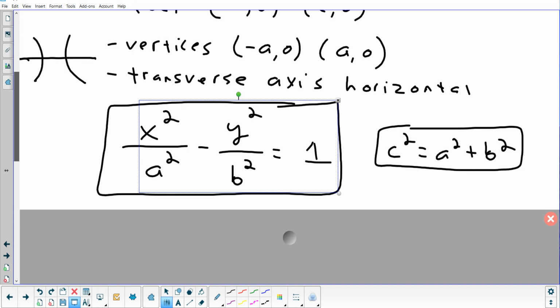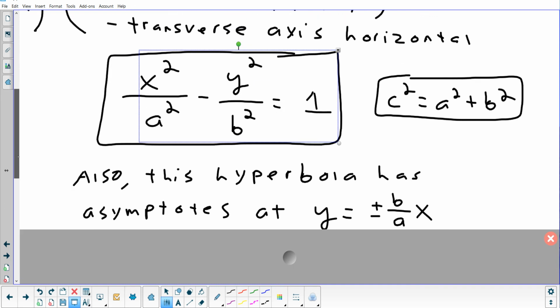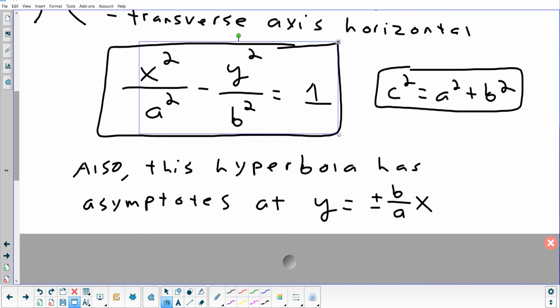Other than that, everything is pretty much exactly the same. The only thing that is extra with these are the asymptotes. This particular hyperbola has asymptotes y equals plus or minus b over a x, when the transverse axis is horizontal. And there is no y-intercept on this because it's going to go right through the center. And the center is at the origin, for now.